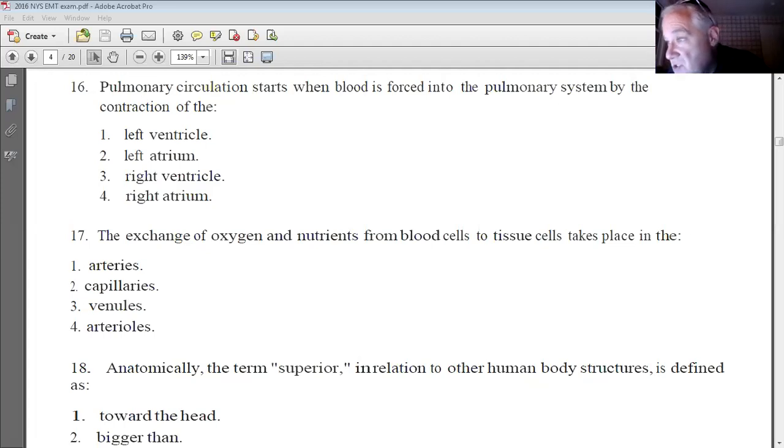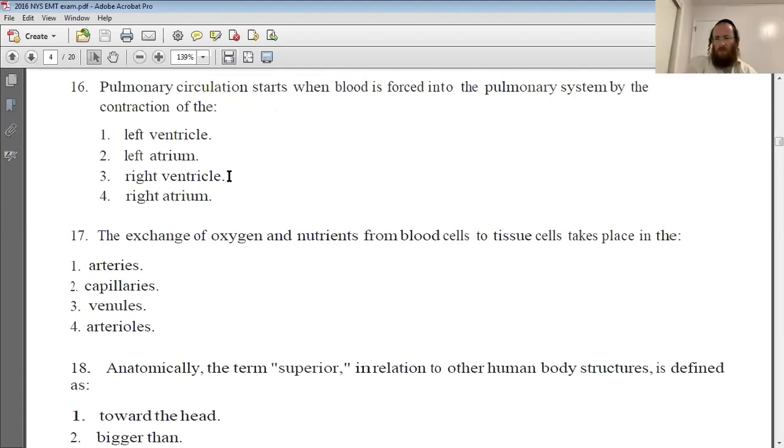Okay, so let's look. Can everybody see these couple of questions up here on the screen? It says pulmonary circulation. Pulmonary circulation is their way of saying lung circulation, right? So blood flow to the lung is what they're saying here. Lung circulation starts when blood is forced into the pulmonary system by contraction of which chamber of the heart? So what do you think? Right atrium. No, right atrium pumps to the right ventricle. The right ventricle pumps to the pulmonary artery, good, and the pulmonary artery goes to the lungs.